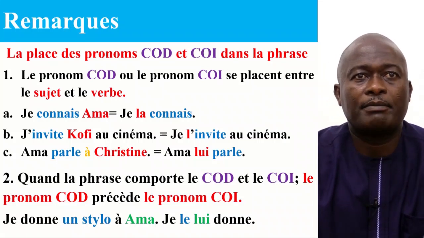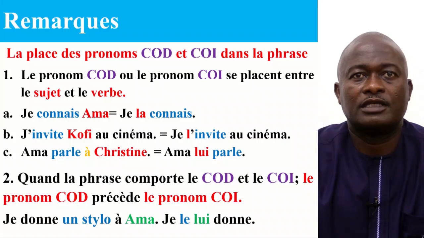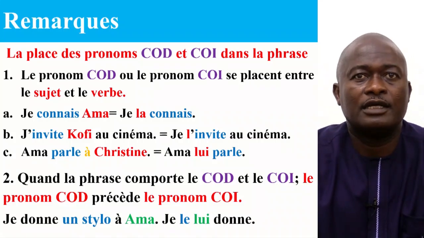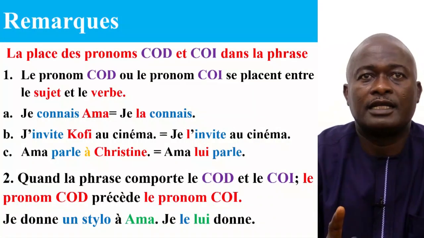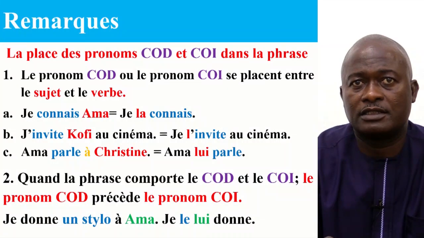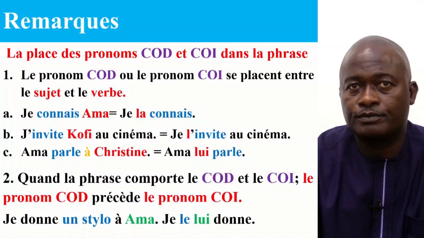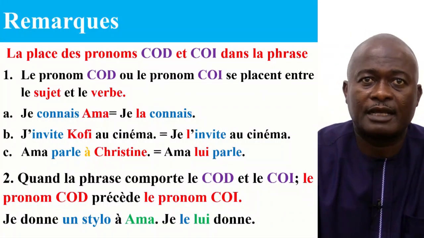Okay. Ama parle à Christine. Christine is feminine, singular. So indirect object, it becomes lui. And for that matter, Ama lui parle. So you can see that either direct object, l'apostrophe, or indirect object, the pronoun being lui, both l'apostrophe and lui are placed between the subject and the verb.